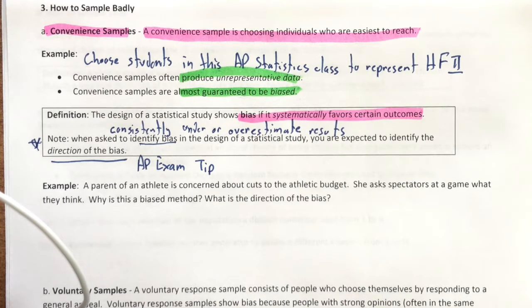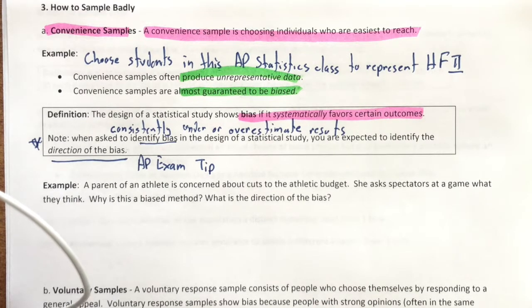If you're asking someone at the sports game whether they agree or disagree with the athletic budget cut, they're probably not going to be in favor of the budget cut. So what's going to happen is you're probably going to have more people who disagree with the budget cut than had you sampled in another random way to get a better representation.